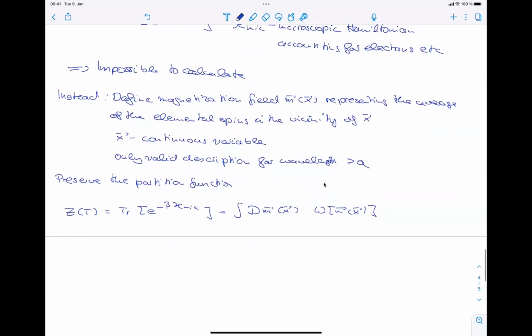So I'm again summing over all states, which means that I'm integrating over all field configurations, counting them by their individual weight.